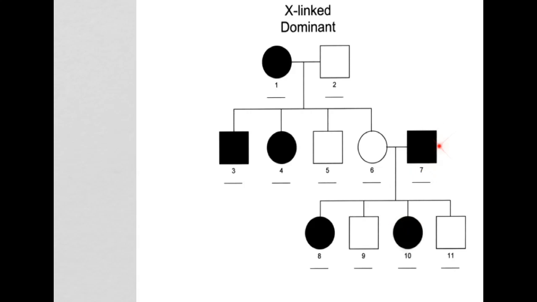If you saw this father having an unaffected daughter, then it could not, in fact, be X-linked dominant. That's not the case here. So this is an X-linked dominant trait.